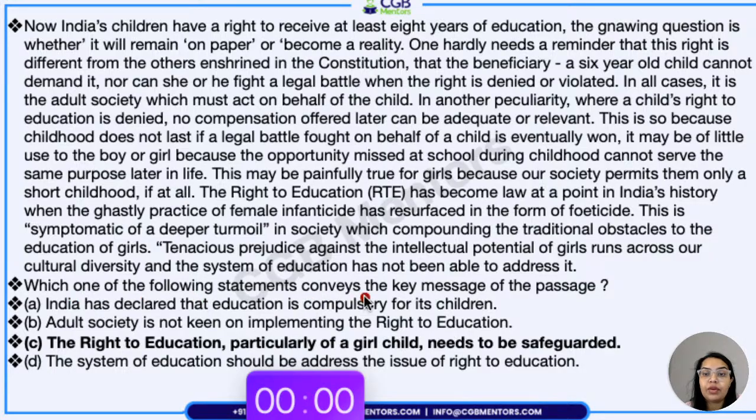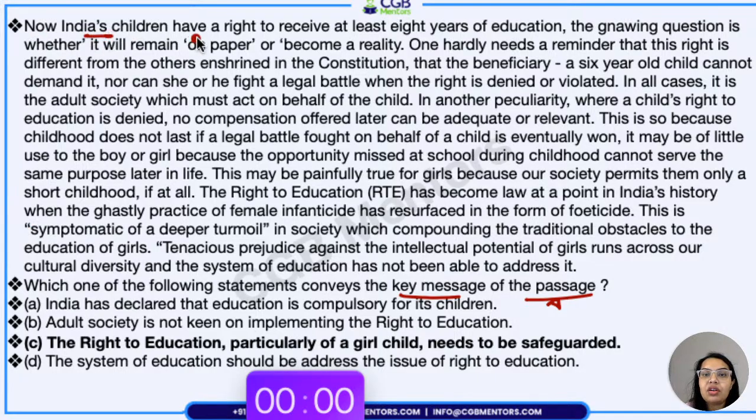Which one of the following conveys the key message of the passage? In a way, this is also a question about the crux, because when we talk about crux, it's the main message. It is the main learning from the passage. So this is what we have to do, what we did in the previous question.